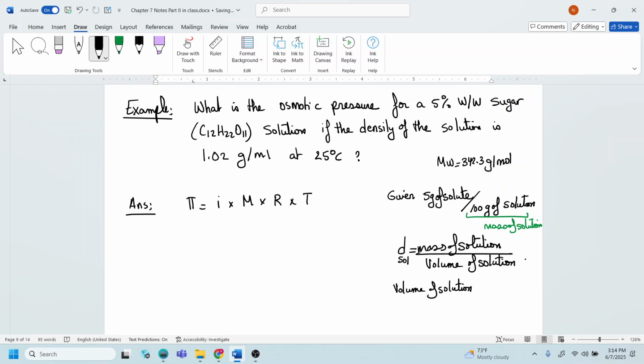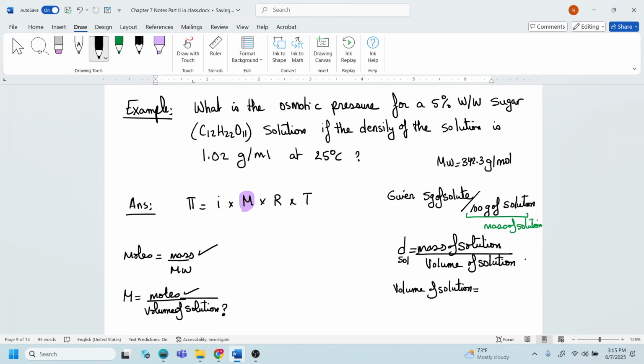Why do we need the volume? Because we want to calculate M, the concentration, and the concentration is the moles divided by the volume. Moles is equal to the mass divided by the molecular weight. We already know the mass, which is 5 grams, the mass of the solute. We already know the molecular weight, so we can get the moles. Then the concentration is equal to those moles divided by the volume of the solution. So this is why, guys, you need the density in order to get the volume of the solution.